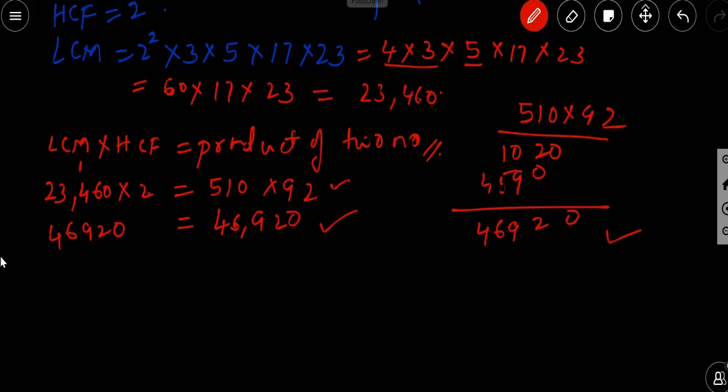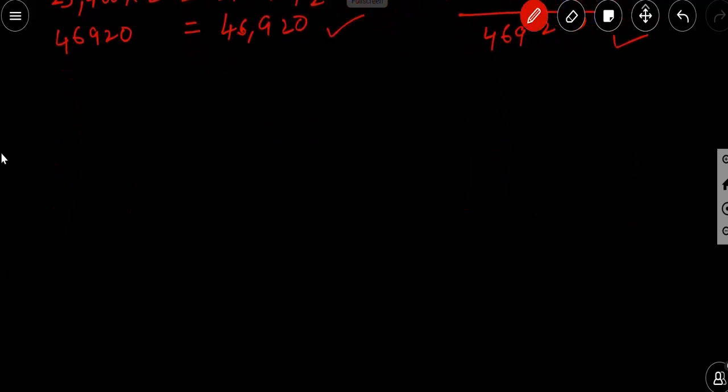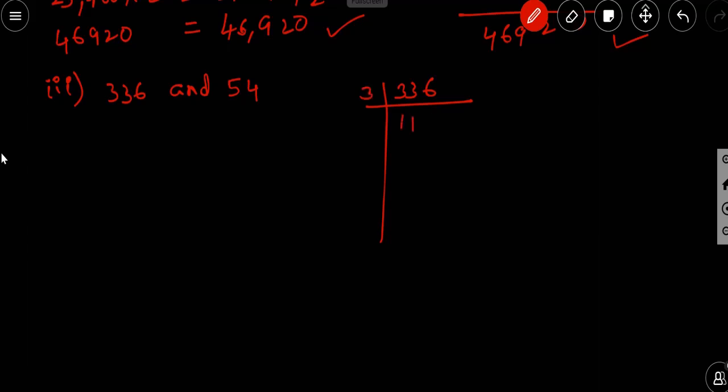Okay, so the next, third problem of your question number 2. It is 336 and 54. So first we'll try to find the factorization of 336. Is it divisible by 2? Yes, it is. But it is correctly divisible by the table of 3, because 3 3s are 9. Okay, so we'll take 3 only. So 3 1s are 3, 3 1s are 3.